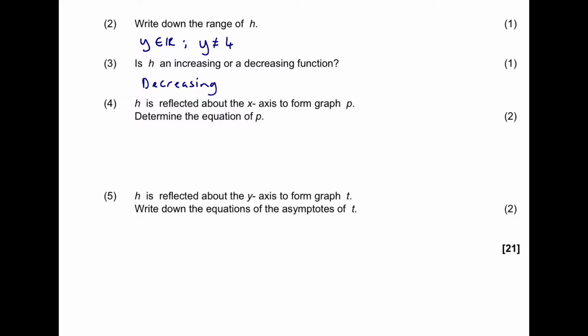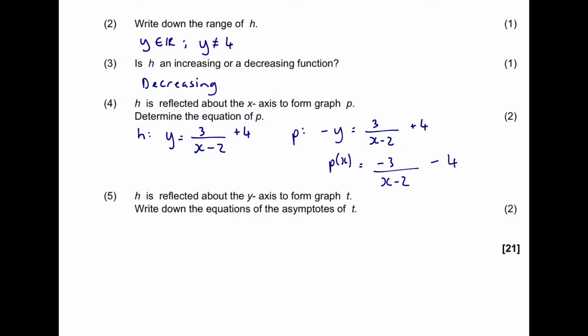Question 4. H is reflected about the x-axis to form graph P. Determine the equation of P. Okay, so let's just remind ourselves, equation H is y is equal to 3 over x minus 2 plus 4. Now, if we're reflecting on the x-axis, the y value changes its sign. So therefore, graph P will be negative y is equal to 3 over x minus 2 plus 4. But we want the graph in terms of P of x, so we need to divide everything by negative. So then the negative y becomes positive y, which is P of x, and negative 3 over x minus 2 minus 4. And that'll be the equation of the reflection.